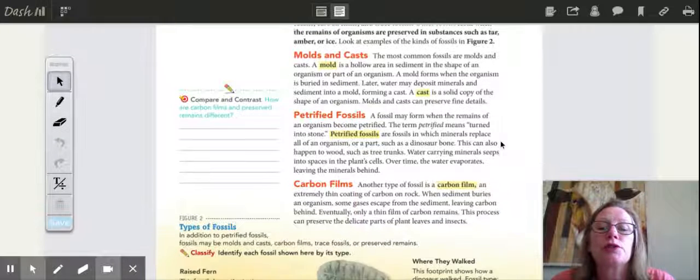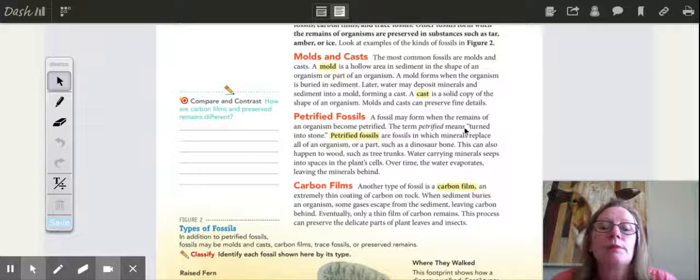Then drop down to petrified fossils. And when it's petrified, it means it's turned into stone. Petrified fossils are fossils in which minerals replace all or part of the organism. So you can highlight that.